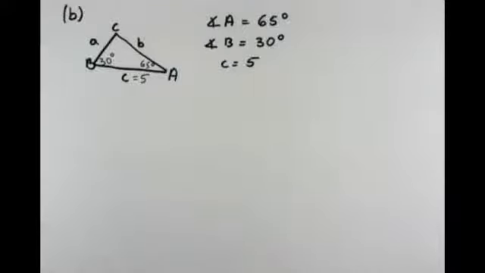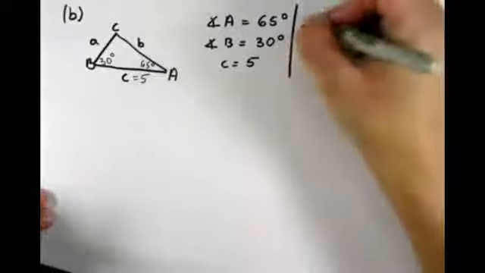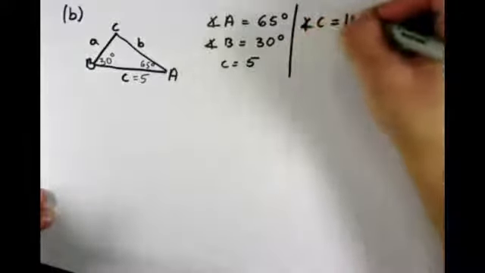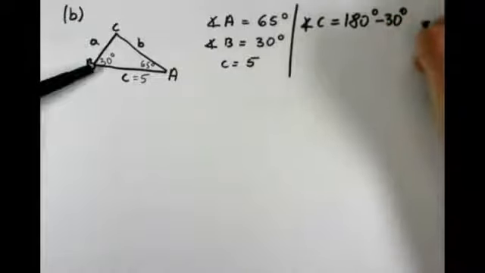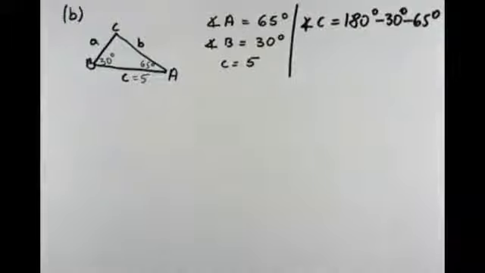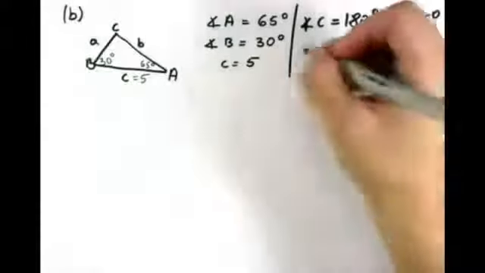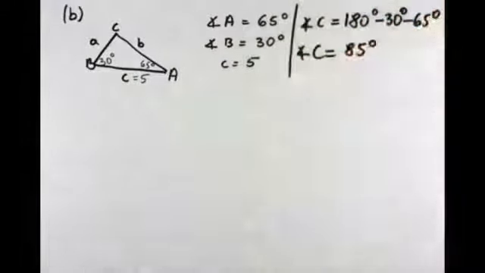But for angle C, we are using the sum of angles. So angle C is equal to 180 degrees minus 30 and minus 65. That gives me 85 degrees. Angle C is 85 degrees.